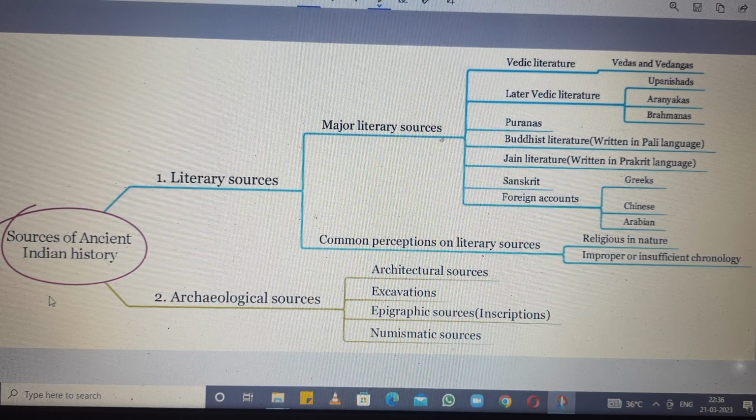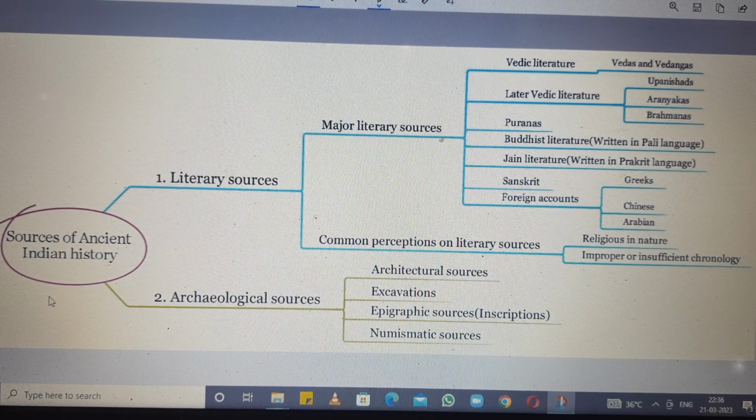Next, we have the Jain literature, which was written in the Prakrit language. Pali and Prakrit are the languages which were also known as Apabhramsha at that time. In Sanskrit also there were many writings, like those by Kalidasa and other persons, and foreign accounts.